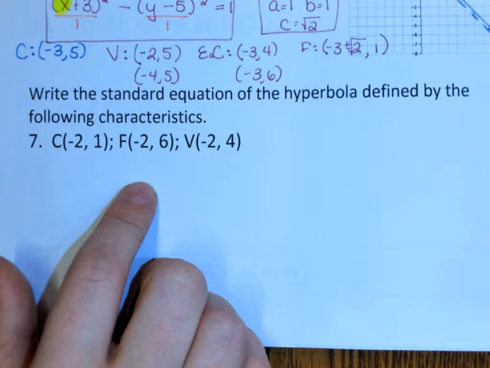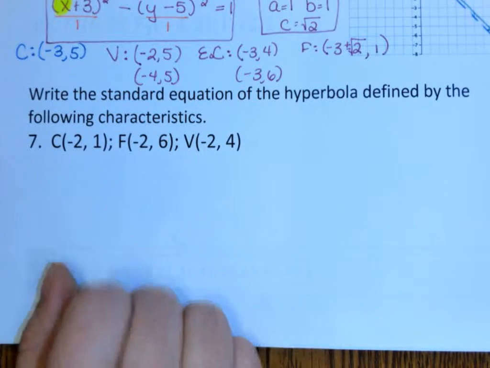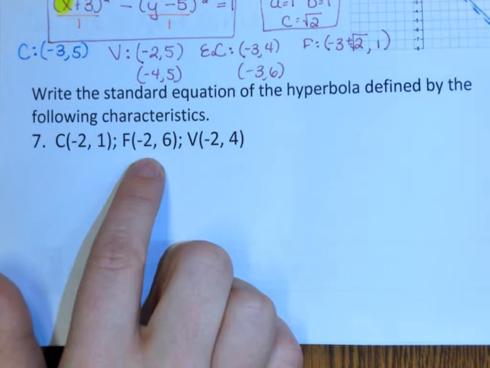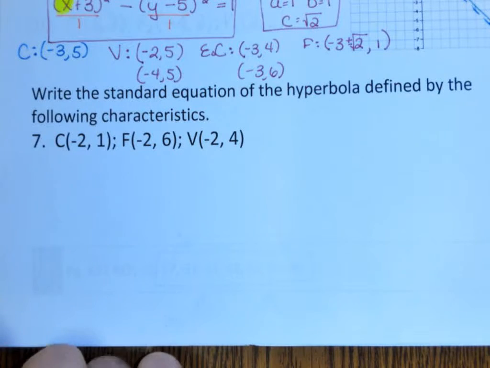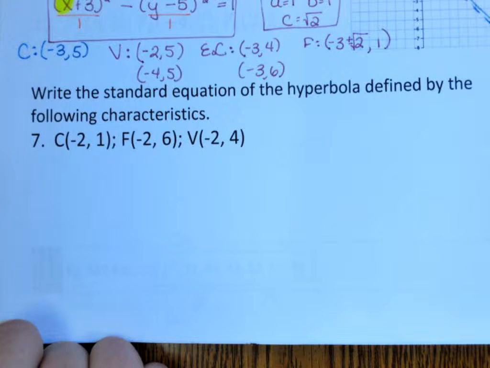Because three out of the four have centers. Three of the four have vertices. Three out of the four have foci. So unless I tell you what it is, you're not going to be able to do it. So for these, you will be told what conic section it is. Does that make sense, what I'm trying to clarify here?